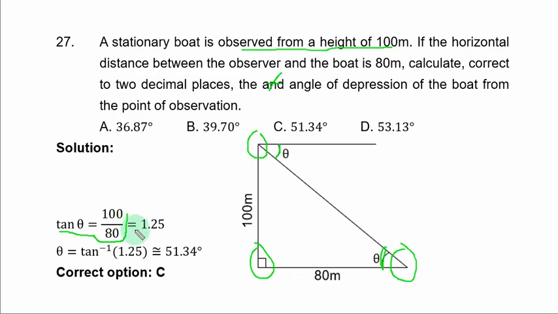If you divide, you have 1.25. To get theta, you take the inverse tangent, or arctan, of 1.25, and that is approximately 51.34 degrees to 2 decimal places. C is the correct option.